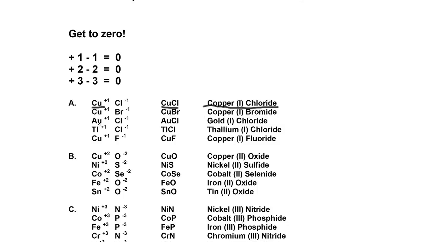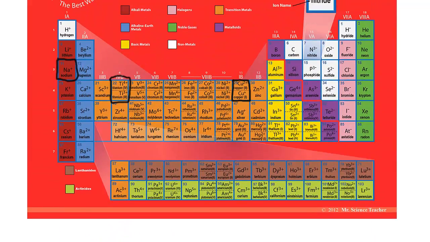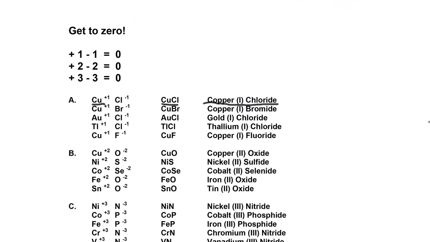Gold, Au, you'll notice that gold has more than one ion. Gold has a +1 and a +3. So gold 1 would correspond to the +1 charge. All right, so this would be gold 1 chloride. Tl is thallium, thallium 1 chloride. Copper 1 fluoride. So again, anytime there's more than one in the box, we have to use that Roman numeral. And that's our +1 - 1 = 0.